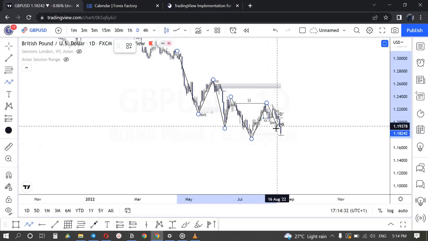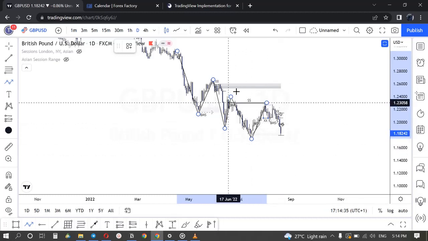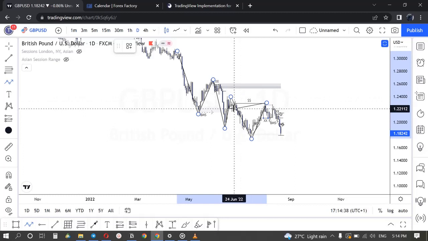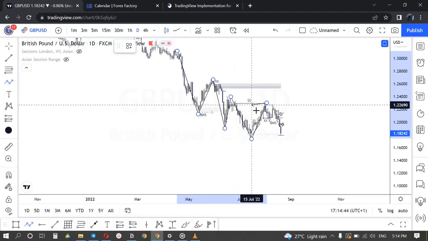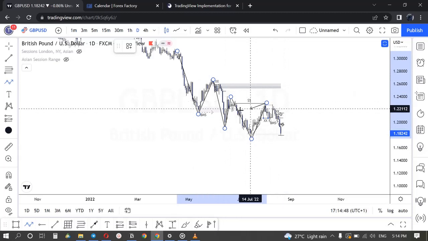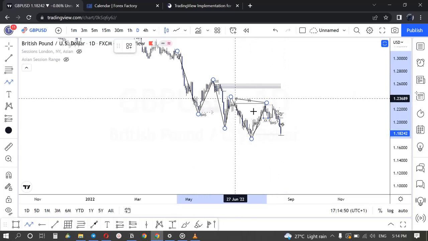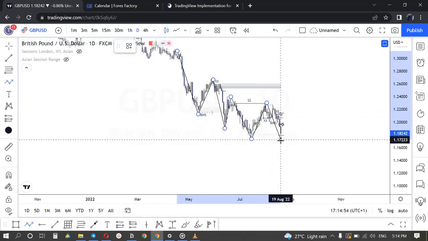So price is creating a mitigation right here. Price has mitigated the order block that caused price to start selling. We have mitigated that order block, right? People call it supply, depending on what you feel like calling it. But price has mitigated this order block right here, and we had a break of structure on the lower time frame, and we can see price has started putting on a new lower low.